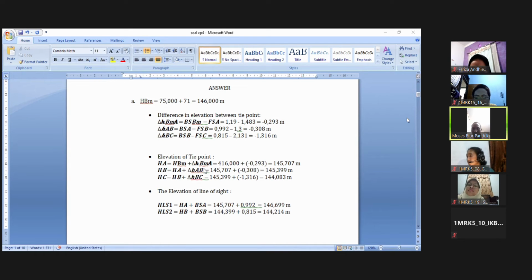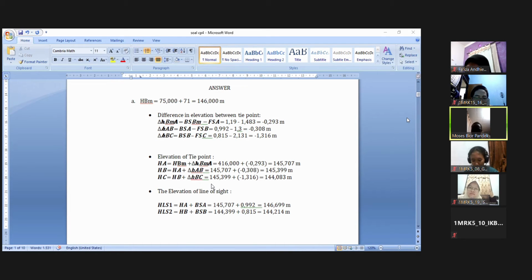For us to calculate the elevation of profile points, we will first find the elevation of the lines of sight, that is line of sight 1 and line of sight 2. The elevation of S1 will be equal to the elevation at A plus the backsight at A. So it will give us something like 146.699 meters.